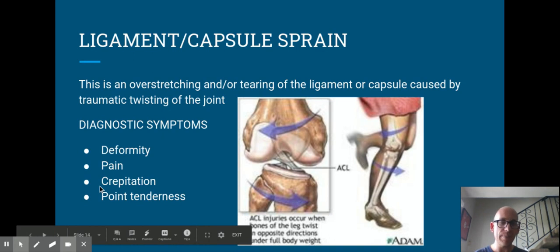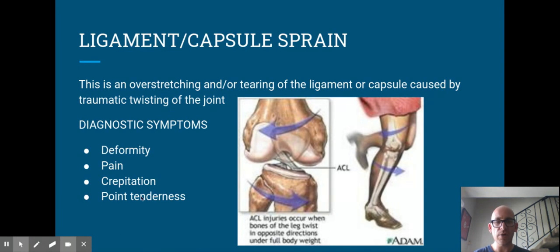There might be something called crepitation or crepitus. Basically, it's a grating sound during articulation. So as the joint moves after injury, you hear this cracking and popping. Okay, so that's crepitation, and there will absolutely be point tenderness. The difference between tenderness and pain is that tenderness is pain when touched. Okay, so those are going to be diagnostically what we're going to see.